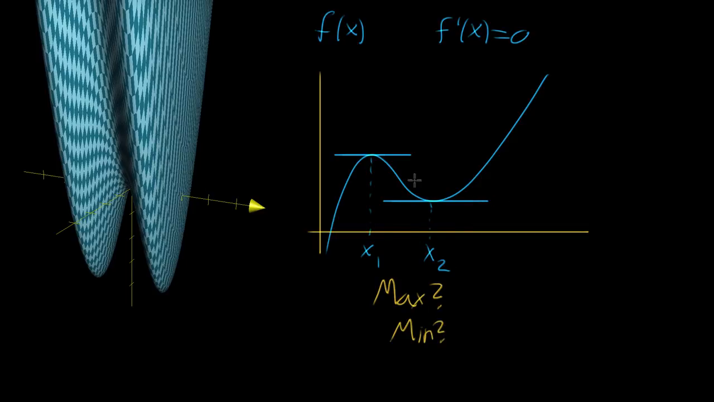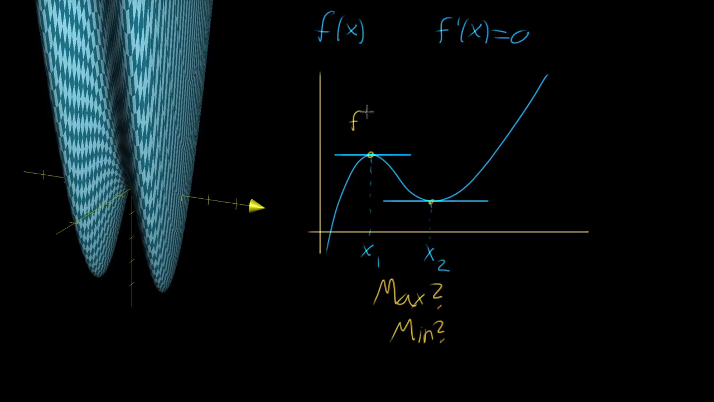So when you do find this and you want to understand, is it a maximum or a minimum, if you're just looking at the graph, you can tell that this point here is a local maximum and this point here is a local minimum. But if you weren't looking at the graph, there's a nice test that will tell you the answer.